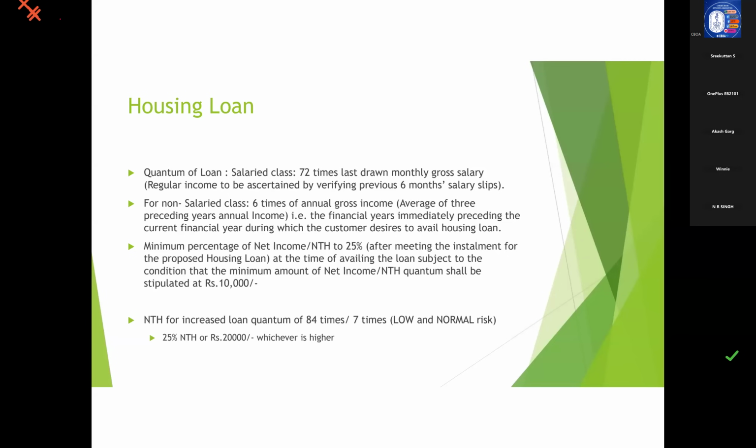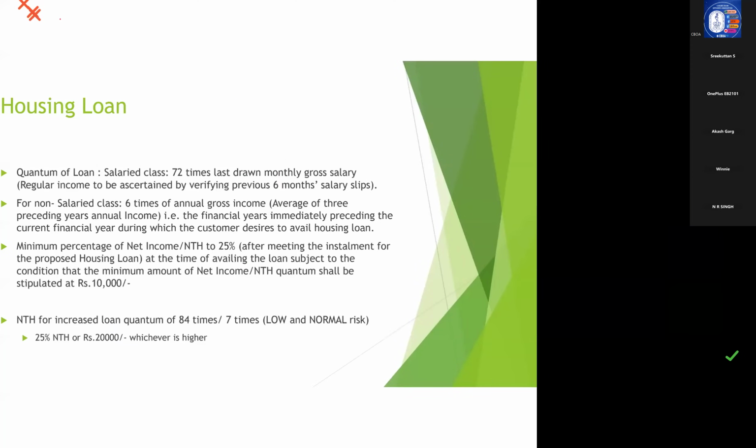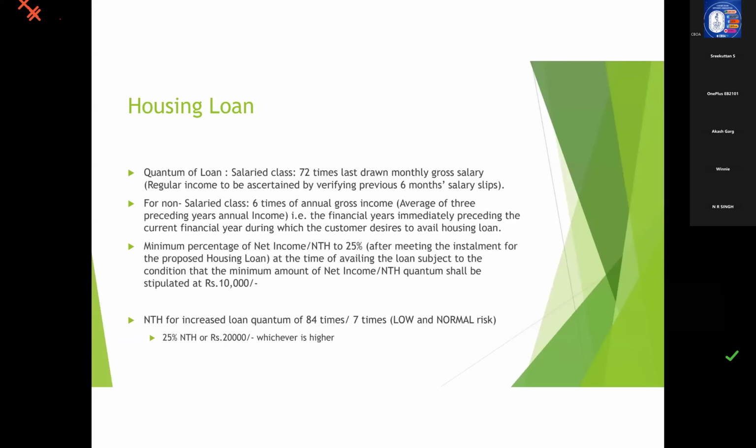Now, before coming to quantum of loan, I would like to say one more thing here. As per the latest guideline, introduced in 2022, while arriving at the quantum of loan, you can add back depreciation to the gross annual income. But there is a condition in that. While adding back the depreciation, only 20% of what is declared as depreciation can be added back for arriving at the loan quantum. So that particular point you need to remember.